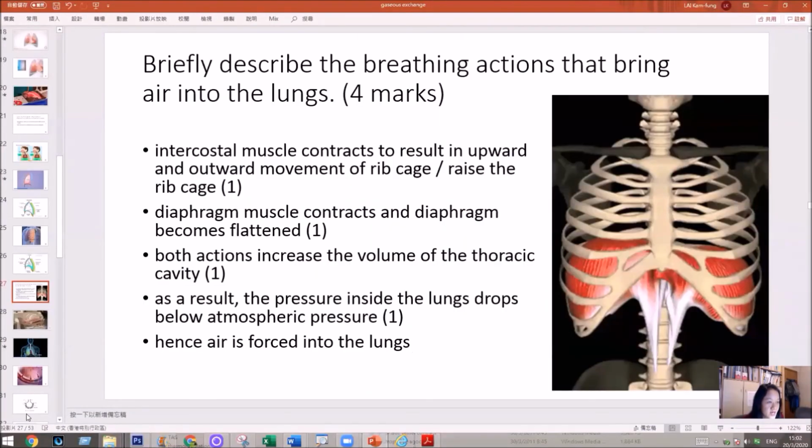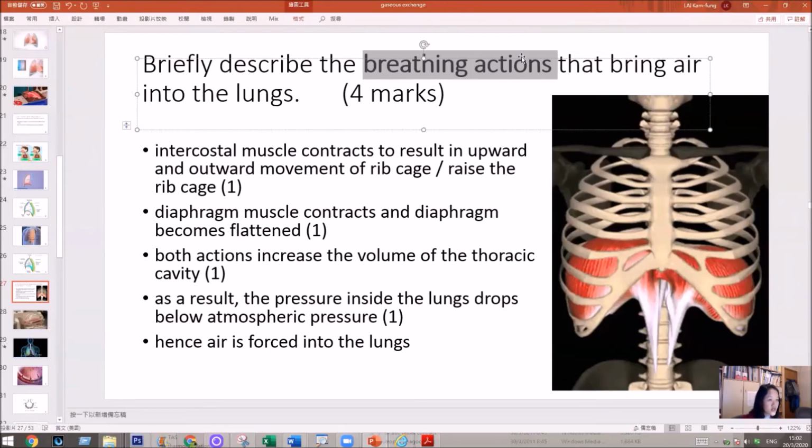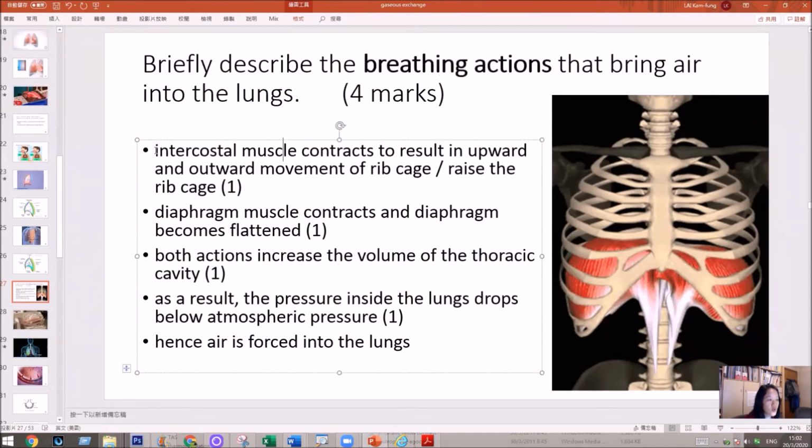So in examination, how would it appear? This is an example. Describe the breathing action. Okay, the breathing action. Let's bring air into the lungs. That means describe breathing in. So breathing in, we have the intercostal muscles contract. In this case, the rib cage moves upward and outward. The next one is the diaphragm muscle contracts, and then the diaphragm muscle flattens.